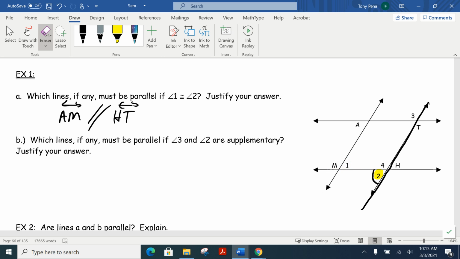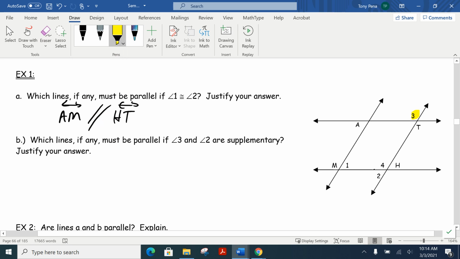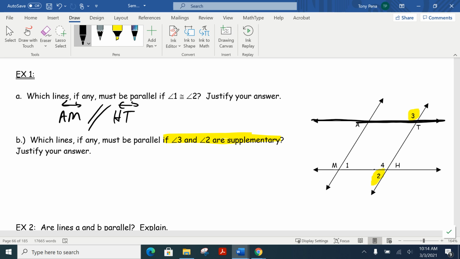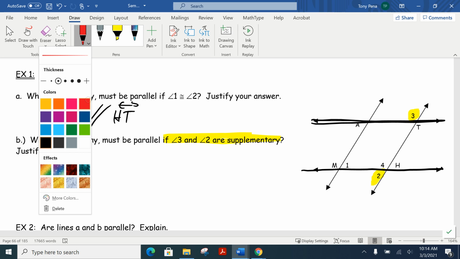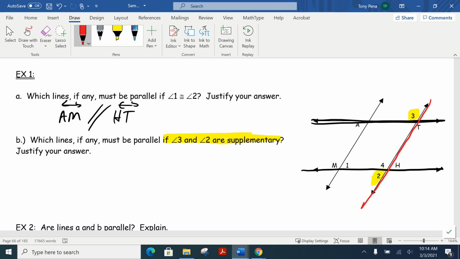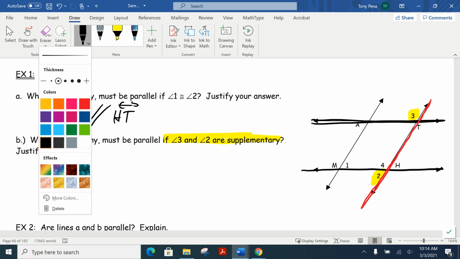I'm going to erase these so that we can now focus on the other angles that you're given in letter B. So letter B tells you that angle 2 and angle 3 are supplementary. So think about what those two angles were created by. They were created by these two lines, and those two lines are cut by this line. So that's our transversal. And what these angles are, think about what they are.